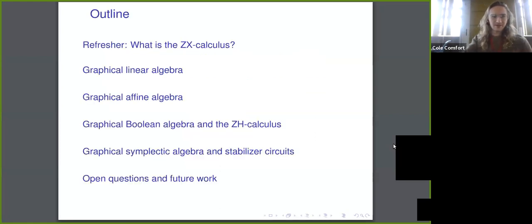And this is the rough outline. I'm sure almost everyone here knows what the ZX calculus is, but just to establish notation, I'll give a quick refresher. Then I'll talk about this very related thing, which is graphical linear algebra, and an extension, which is graphical affine algebra. And then what I call graphical Boolean algebra, which is another extension. And then a separate extension is graphical symplectic algebra, which is related to stabilizer circuits. And then I'll talk about all of the related literature, which I don't have time to touch on fully, but I think will still be interesting to ZX people.